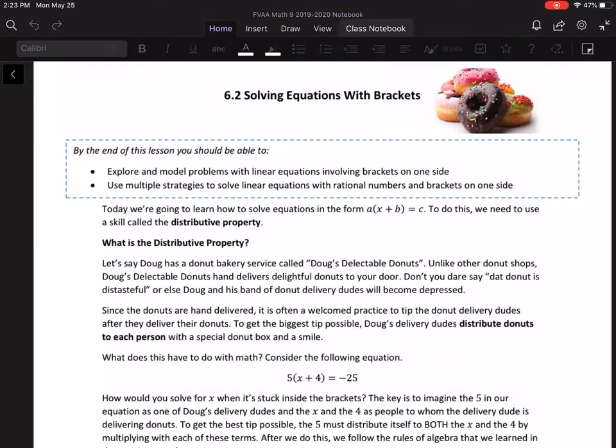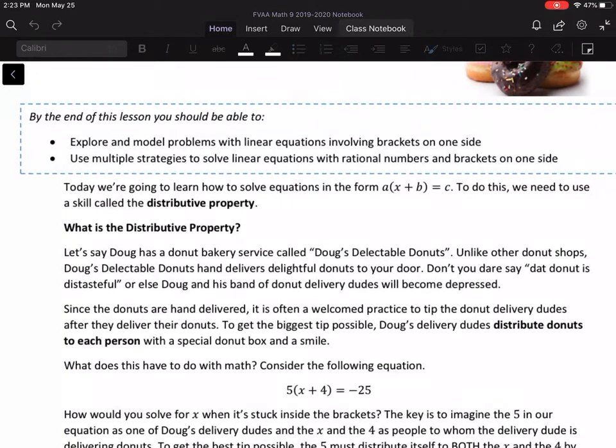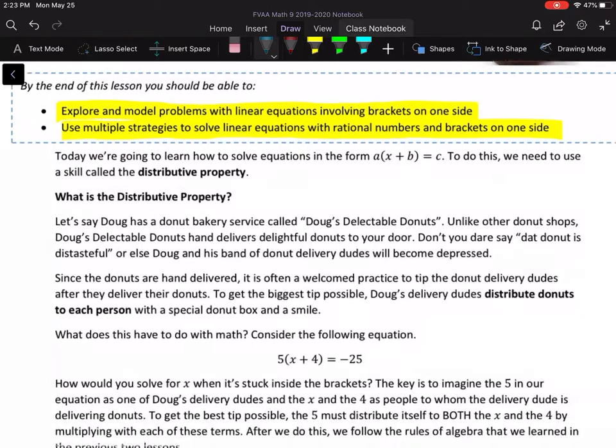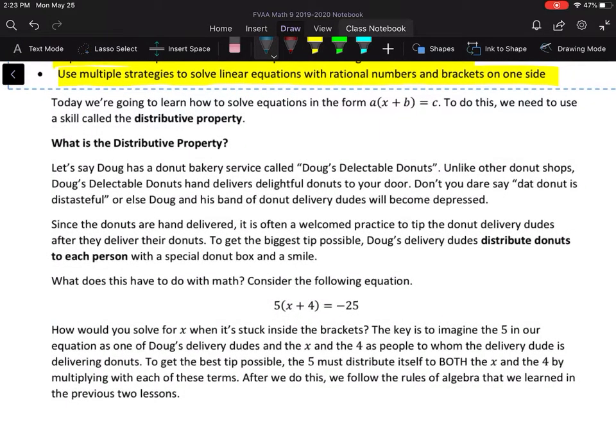By the end of this lesson, you should be able to explore and model problems with linear equations involving brackets on one side, and use multiple strategies to solve linear equations with rational numbers and brackets on one side. So we'll look at a couple ways of doing this. Today we're going to learn how to solve equations in the form a(x + b) = c. To do this, we need to use a skill called the distributive property.